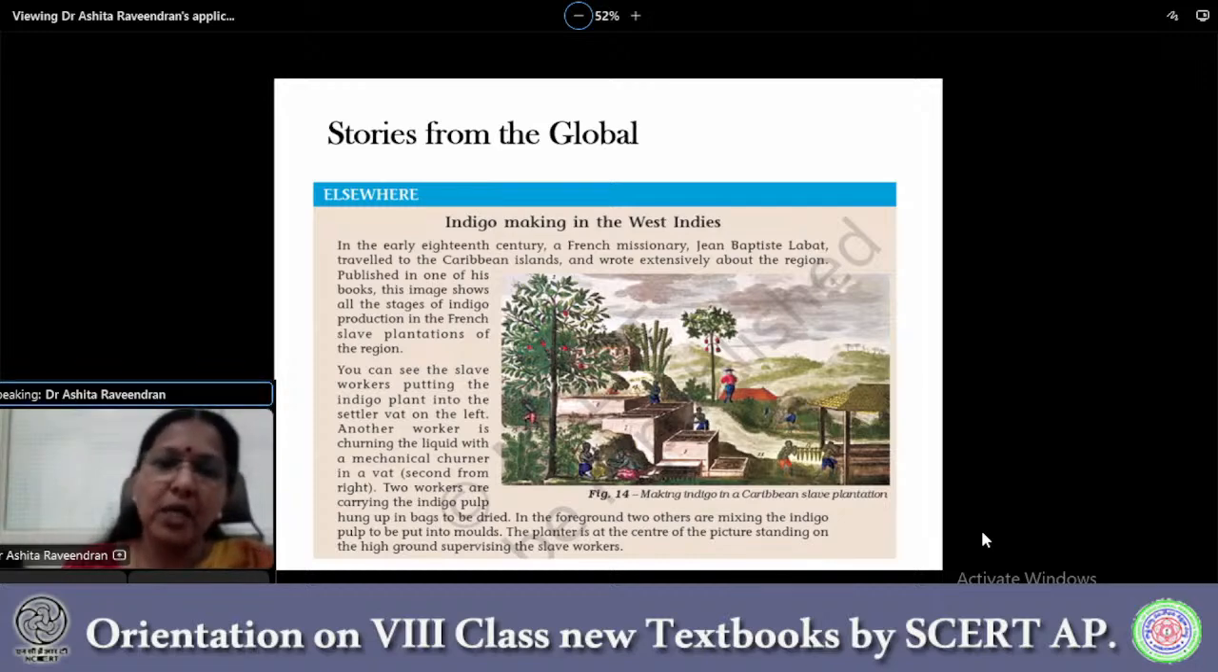Like when indigo making was happening in India, when the people were revolting against indigo cultivation, what was happening in the West Indies, how slaves were used in the West Indies to cultivate these things. A similar situation, where our peasants were forced to cultivate indigo, was happening in other countries also. So such stories have been given in our textbooks.